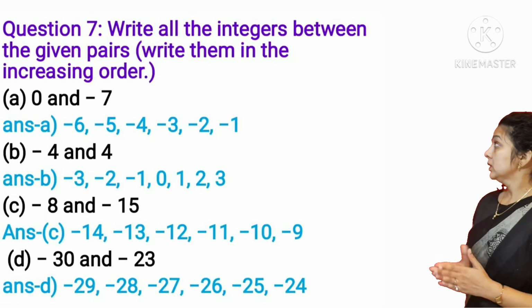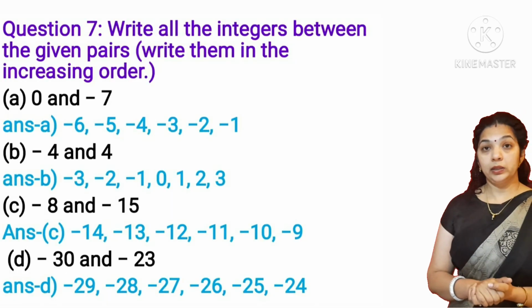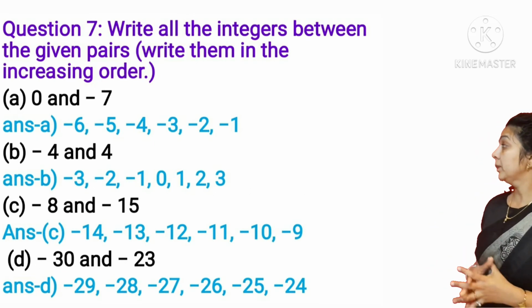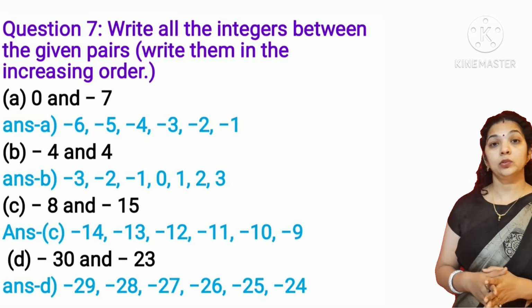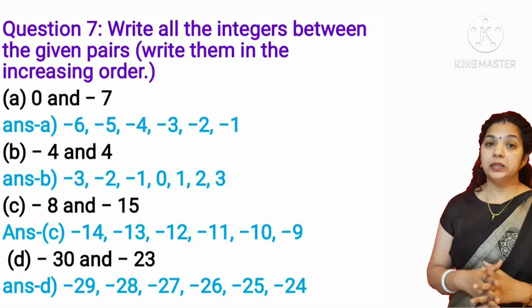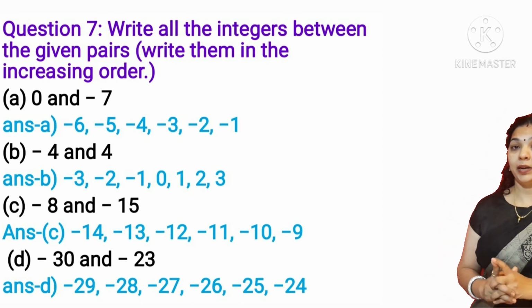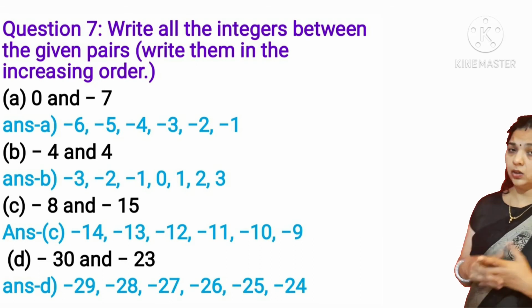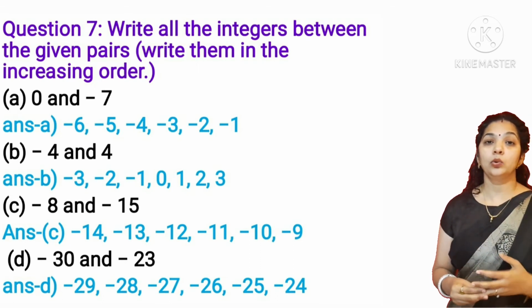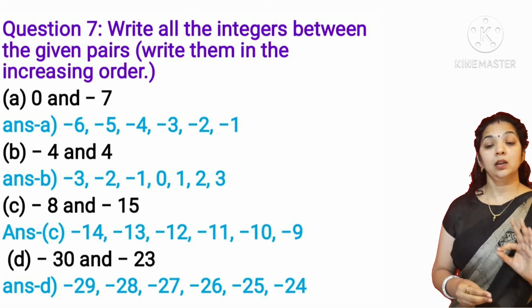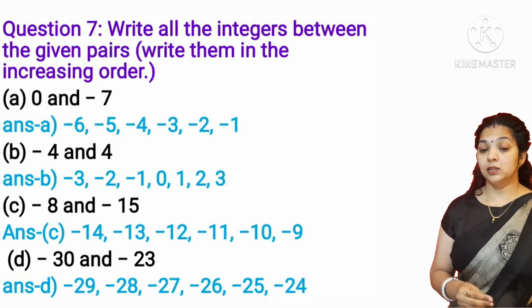Now question number 7. Write all the integers between the given pairs. So pairs of numbers are given to you, and what you have to do is write down the integers in between those two numbers. First is 0 and minus 7. You can easily see on the number line, or you can simply count the numbers between 0 and minus 7: minus 1, minus 2, minus 3, minus 4, minus 5 and minus 6.